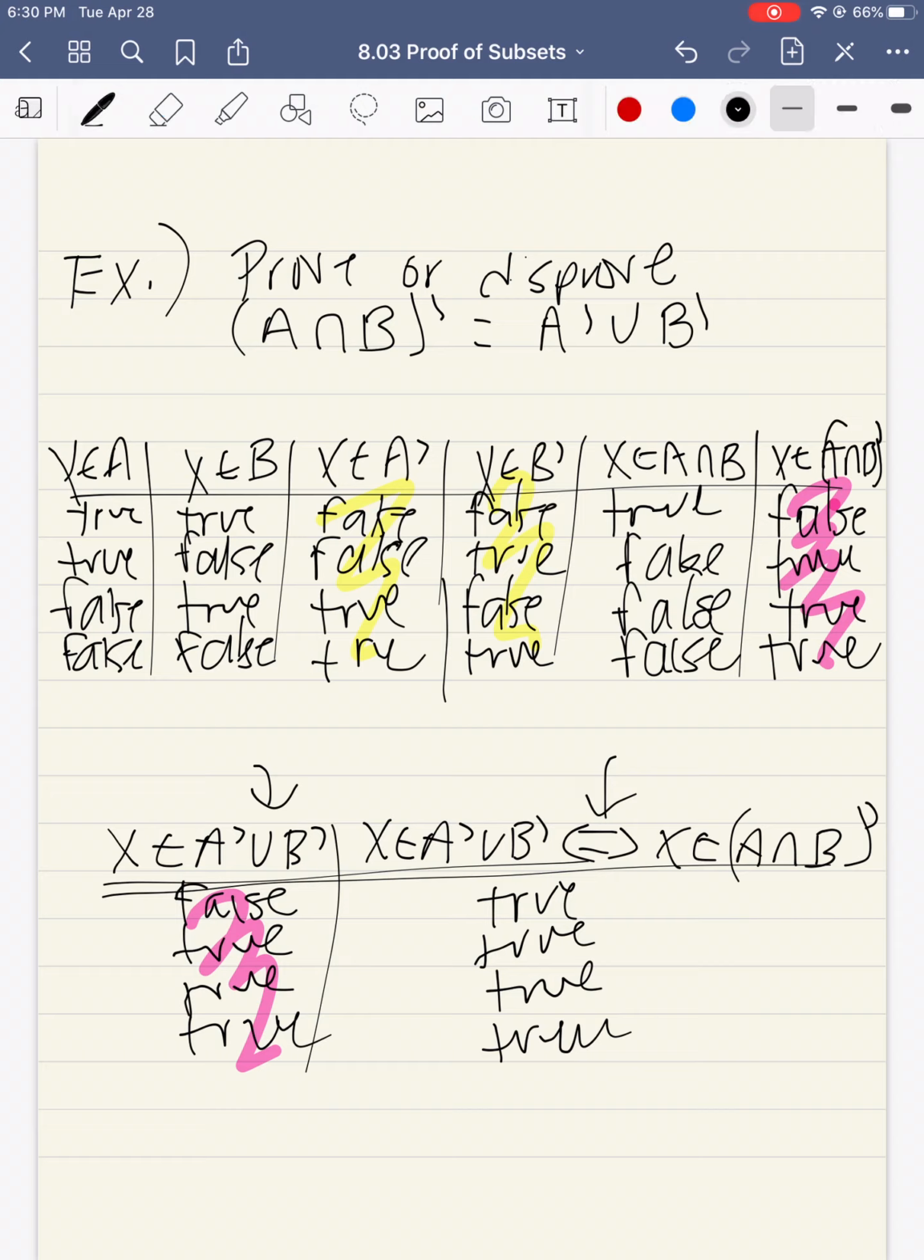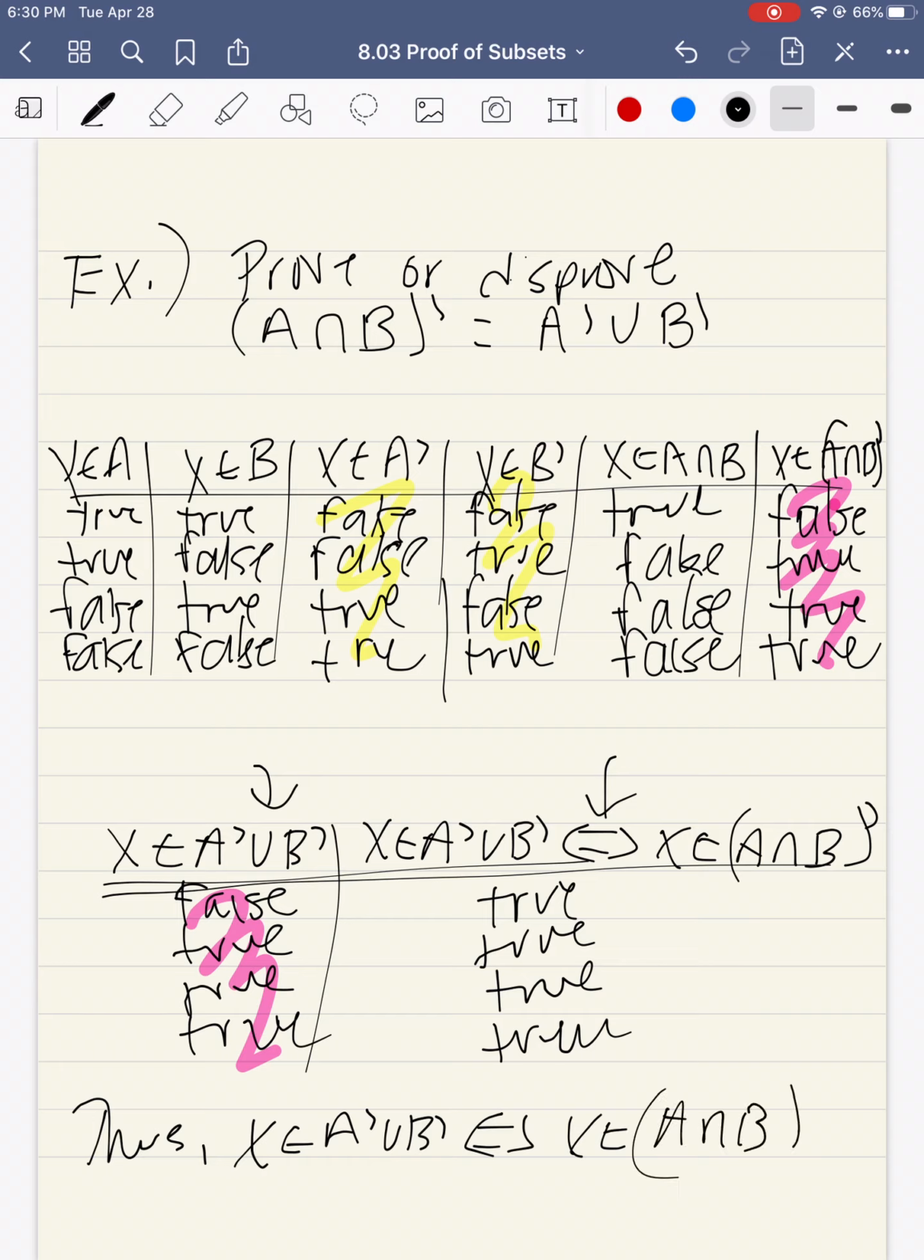So we have shown this statement. So we can say thus, X in A complement union B complement if and only if X is in A intersect B complement is a tautology.